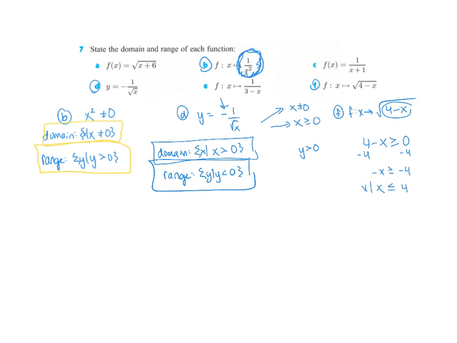So the domain for this one is the set of x such that x needs to be less than or equal to 4. And then there were no other transformations on the outside. So again, the range is just the same. The range is greater than or equal to 0.